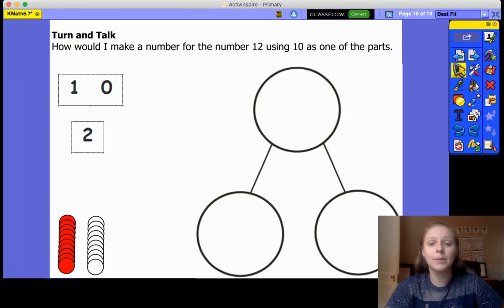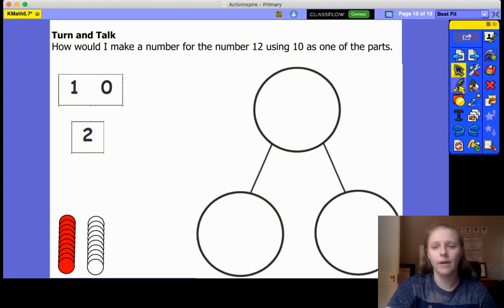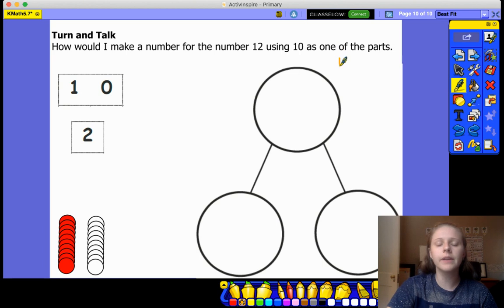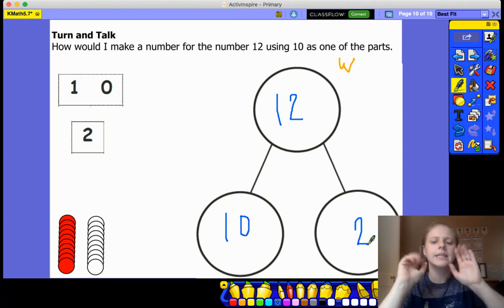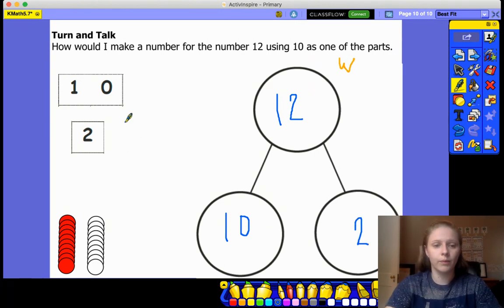All right, friends, here's our last problem. See if you can make a number bond for 12 using 10 as one of the parts. So you can use your numbers, you can draw a picture. Just fill in that number bond for 12. Good. If we're filling in the number bond for 12, what is our whole? 12. What is one of our parts? Look over here if you need help. 10. And what is the other part? 2. And what would we say for this? 10, 2, 12. We can also write a number sentence. Challenge yourself, friends. 10 plus 2 equals 12.